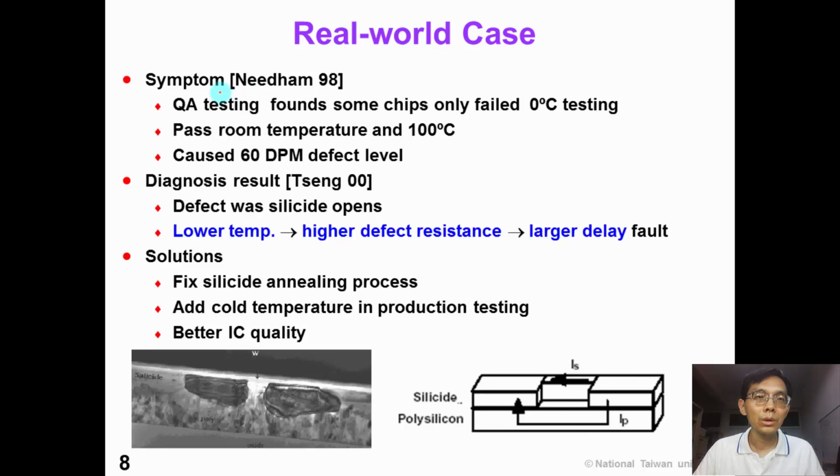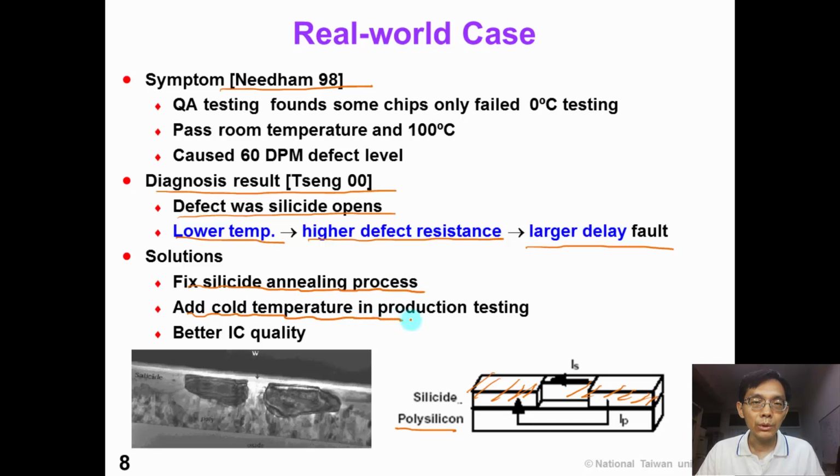This is actually a real-world case that was published in 1998. The company performed a diagnosis and they found that the defect was actually caused by silicide open. Silicide is a thin layer of conducting material on top of polysilicon. At lower temperature, the defect resistance would be higher, so it causes larger delay faults than at room temperature. So in this real-world case, they fixed the silicide in the annealing process, and they also added cold temperature testing in production test to improve the quality of the IC. This case shows the importance of diagnosis in the real world.